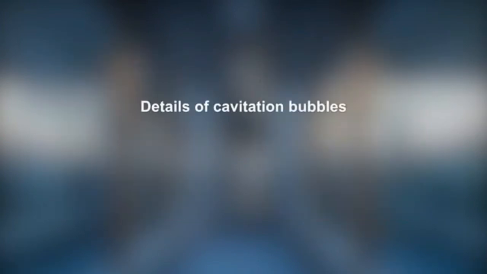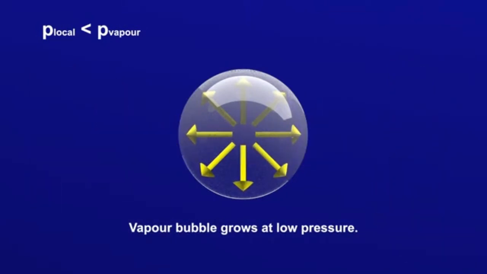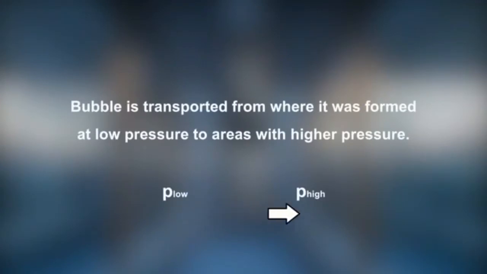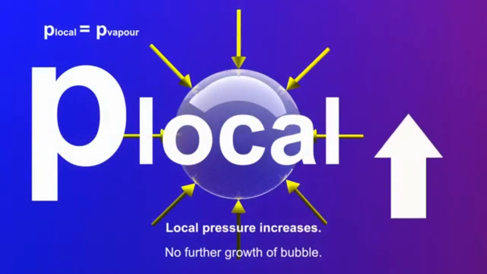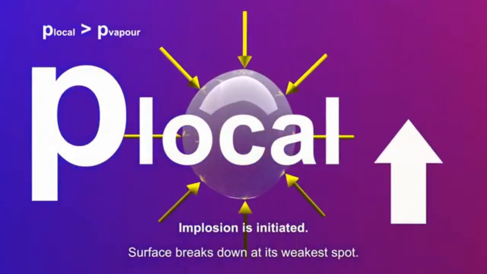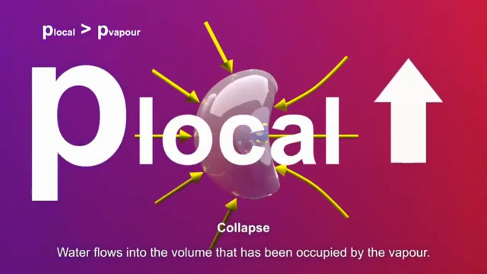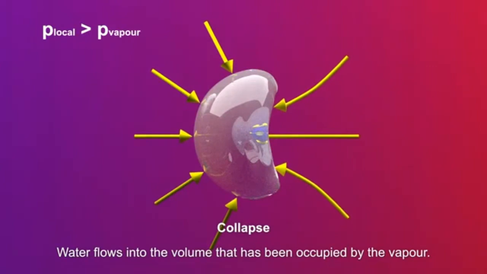Let's go through the whole process again. If the local pressure decreases below the vapor pressure, water evaporates. A cavitation bubble is forming, is growing larger, and is transported with the flow to a region with a higher pressure. The bubble stops growing. If a local pressure exceeds the vapor pressure, vapor condenses, starting from the bubble's wall. Its surface starts to break down at its weakest spot. A microjet forms and pierces into the bubble's opposite surface.